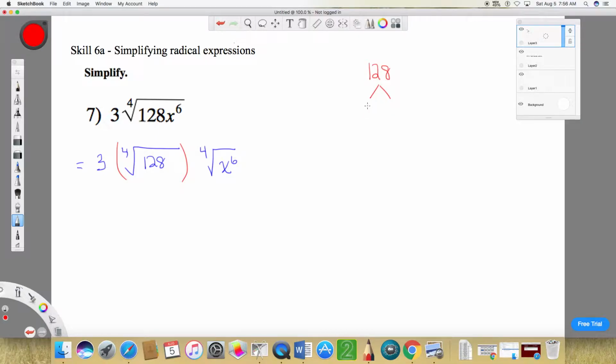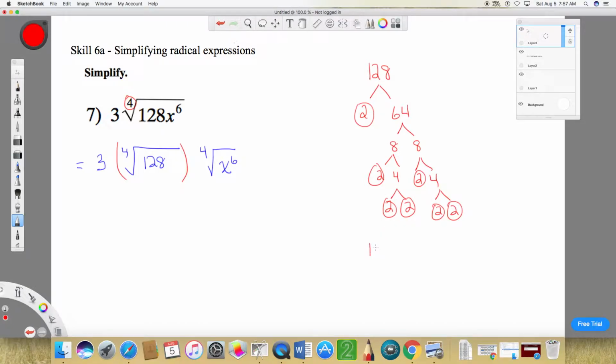128, half of that is 64. And now I do know that 64 is 8 times 8, but I've got to be careful. With an index of 4, I'm not looking for pairs anymore. So I'm going to keep breaking this down. So 8 is 2 times 4, and the 4 is 2 times 2. So my tree is really expanded here, but I notice that all I have is factors of 2. You just have to be careful that you count them up correctly.